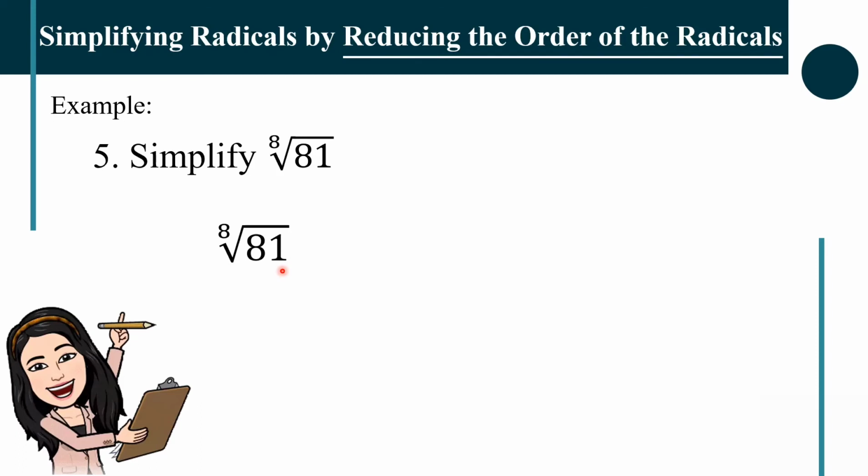So, which of those will we choose to go inside our radical? Right, we choose the bigger one. Why? Because our target is to reduce the order of the radicals. The smaller index is the one outside, so that we can simplify our radical of 81. So, therefore, that would be equal to the square root of the 4th root of 81. So, the bigger index is the one inside.